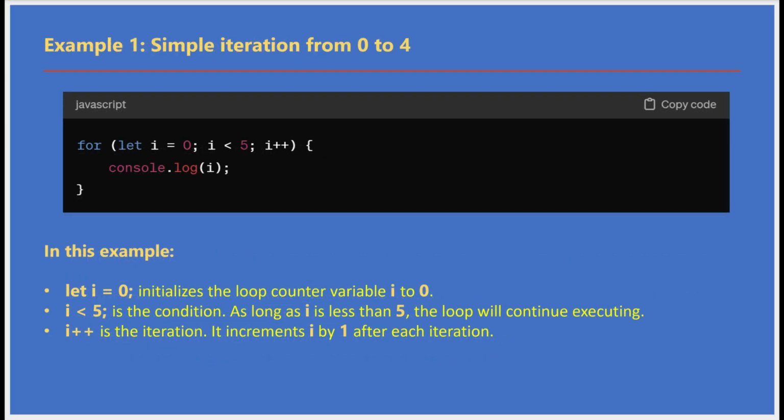for (let i = 0; i < 5; i++). Here, let i = 0 initializes the loop counter variable i at 0. i < 5 is the condition. As long as i is less than 5, the loop keeps going. i++ is the iteration, incrementing i by 1 after each cycle.